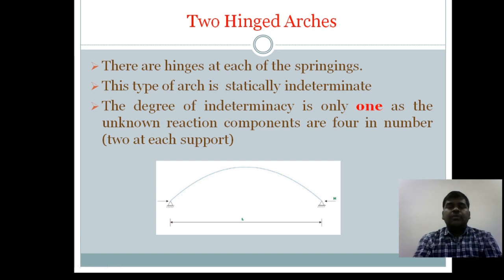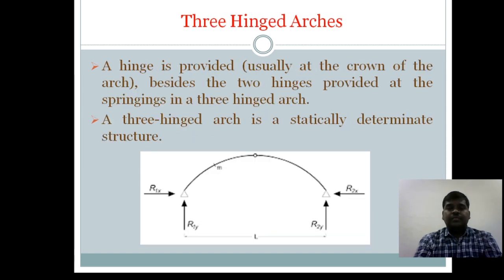So what to do when there is a degree of indeterminacy for any type of indeterminate structure? There is a specified method to solve the problems. That is the reason this two-hinged arches topic is covered in Structural Analysis 2, because most of the methods we are using here are purely related to indeterminate structures, unlike in Structural Analysis 1.